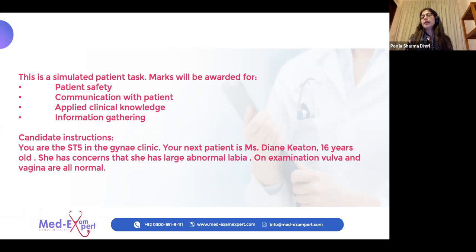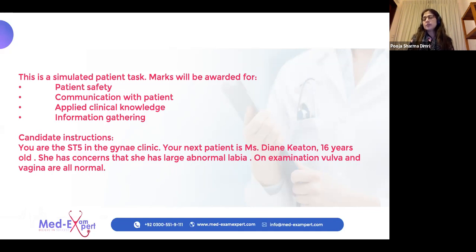So you're telling her, and then you say that many girls have this kind of thoughts and concerns about body image. And I have seen that talking to a counselor might help. If you agree, I can fix an appointment with the counselor, and then you can talk about your concerns in a more detailed manner.